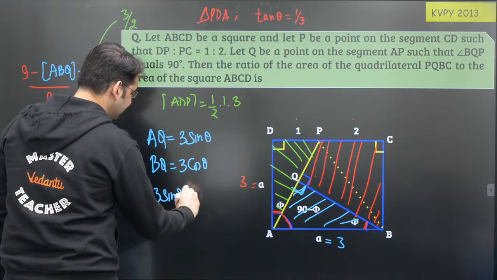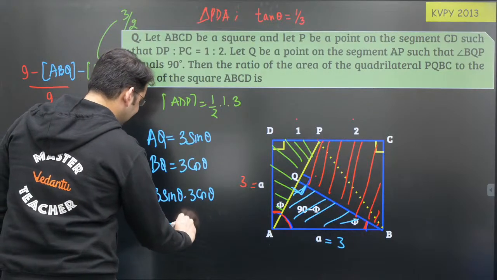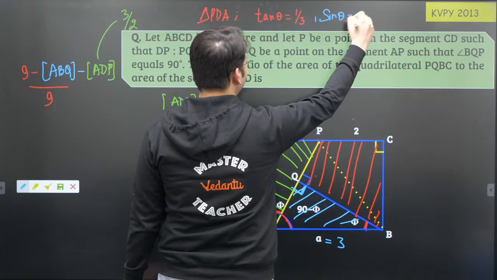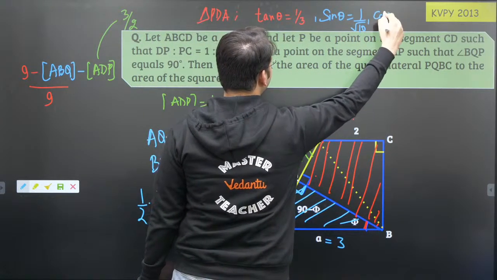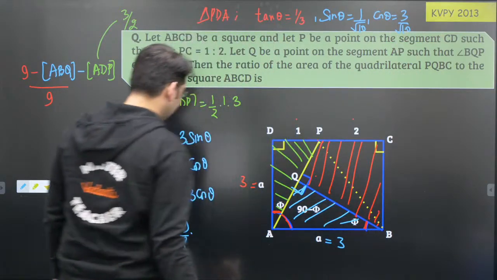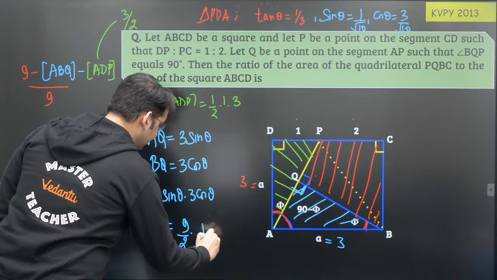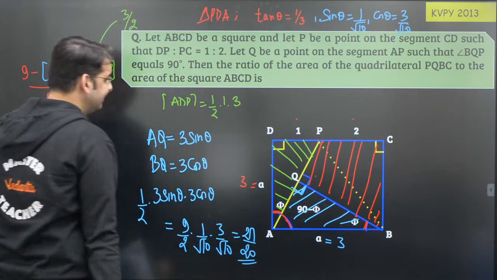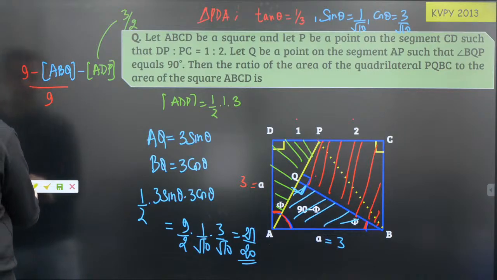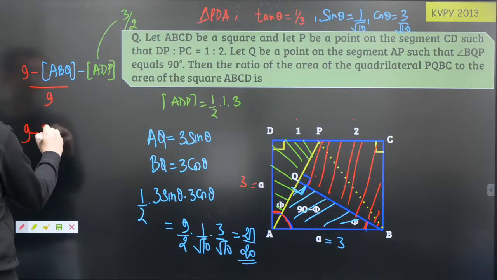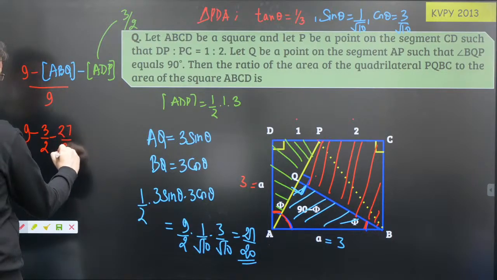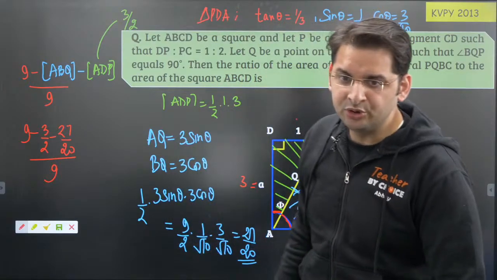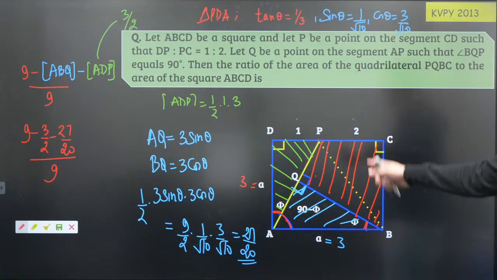सो एरिया क्या हो जाएगा, half into 3 sin थीटा into 3 cos थीटा. So it will be 9/2 into sin थीटा into cos थीटा. tan थीटा अगर 1/3 है बच्चों तो sin थीटा कितना होगा, 1/√10 और cos थीटा क्या होगा, 3/√10. तो बस वैल्यूज भर दो. So 1/√10 into 3/√10, so this will be 27/20. So the answer would be (9 minus 3/2 minus 27/20)/9. So whatever that comes out to be would be the correct answer to this one. I hope this is clear to you.